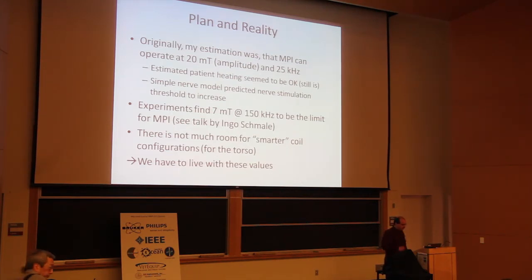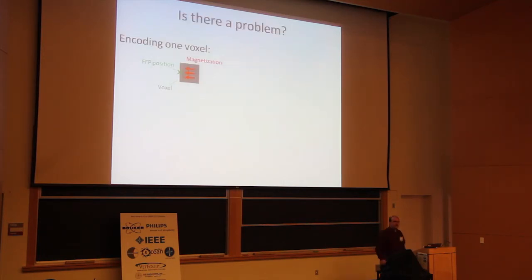And there's not much room to improve this, so we have to live with this and see whether the prospect of MPI to make very fast images is still valid. So we have to do, unfortunately, a little bit of math to know whether this is possible or not. So how is the coding in MPI done?